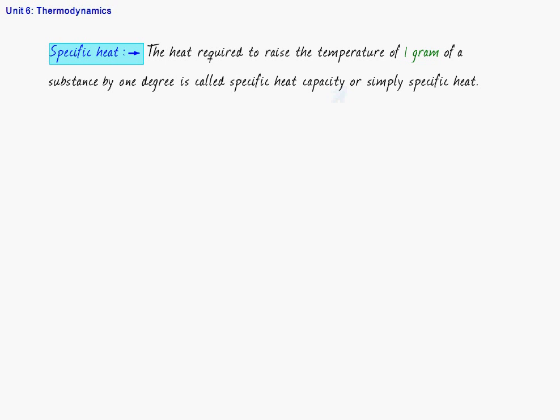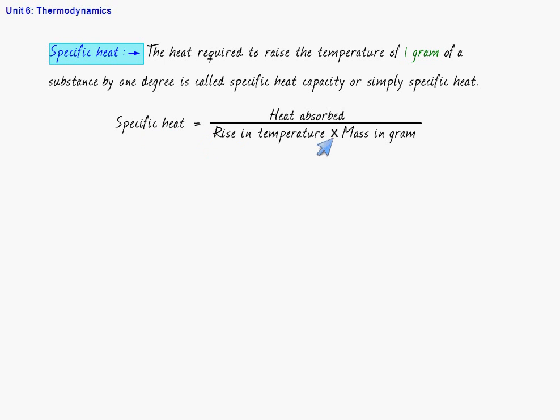So a specific heat is equal to heat absorbed upon rise in temperature into mass in gram. Okay? So this is the formula: heat absorbed upon rise in temperature into mass in gram. So what is the unit then? The units of a specific heat are joule per Kelvin per gram, or we can say joule per degree Celsius per gram.